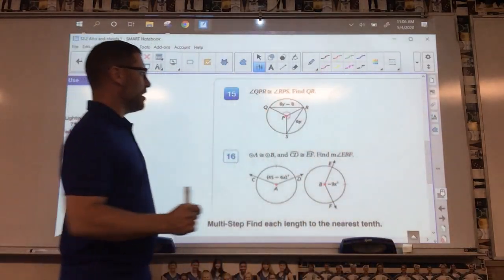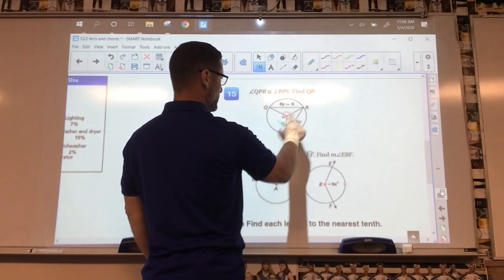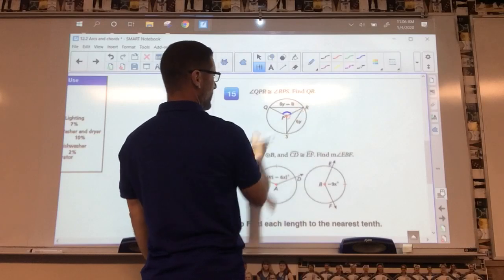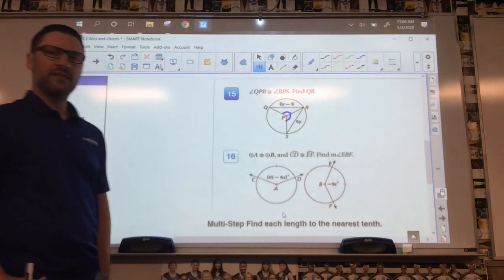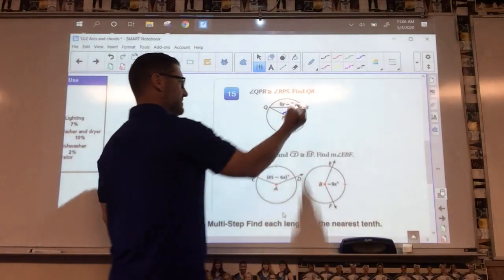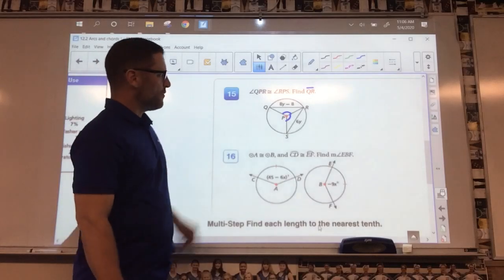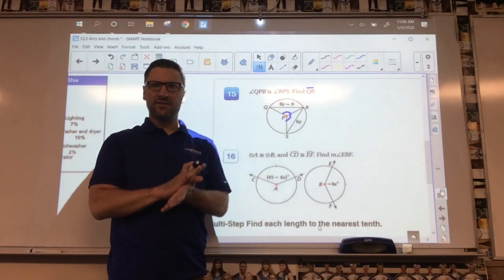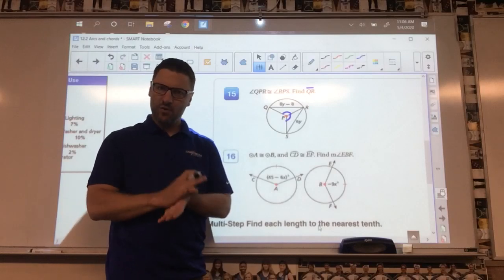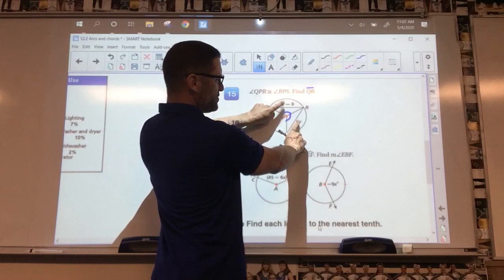Angle QPR, Q to P to R, that angle, oh, they already marked it, is equal to RPS, that one. It wants us to find the length of Q to R, the segment length. Now, two angles are the same, and the rule was if the angles are the same, the arcs are the same, and the chords are the same. So if these two angles are the same, these two chords are the same.